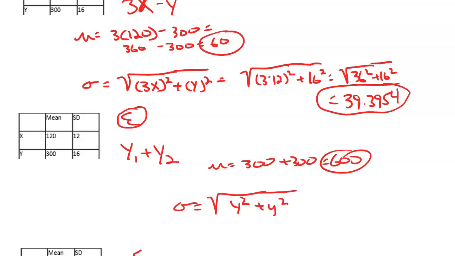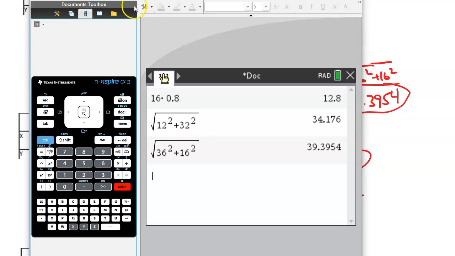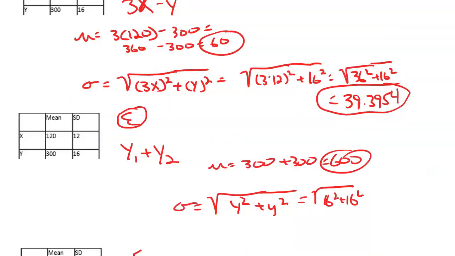Now the paper had like a big 1 and a big 2. What it meant was this subscript 1 and 2. It's like y happening 2 times. So it'd be the square root of 16 squared plus 16 squared. So let's get the calculator. And do 16 squared plus 16 squared. The square root of 16 squared plus 16 squared. And hit enter, we get 22.6274 is my answer on that one.